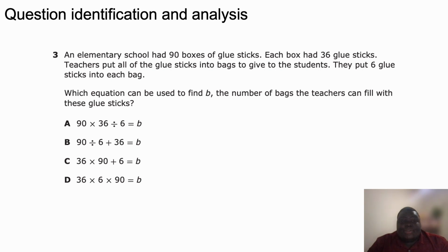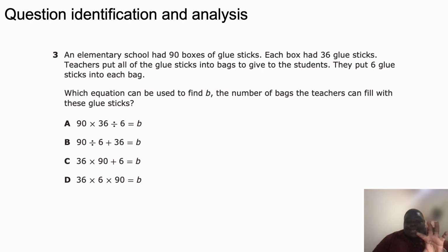It reads: an elementary school had 90 boxes of glue sticks. Each box had 36 glue sticks. Teachers put all of the glue sticks into bags to give to students. They put 6 glue sticks into each bag. Which equation can be used to find B, the number of bags the teachers can fill with these glue sticks?